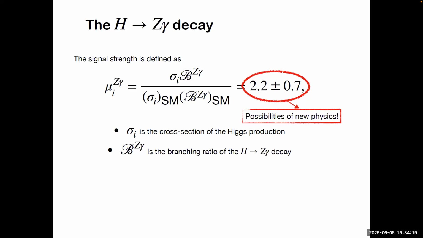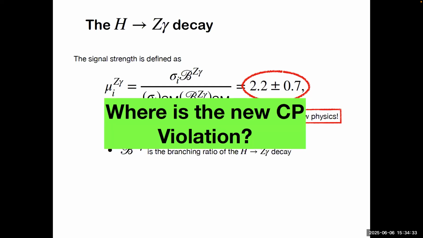But we are trying to be optimistic, and we believe that this result can be explained through new physics. The question is, what is the new physics? What is the CP violation?